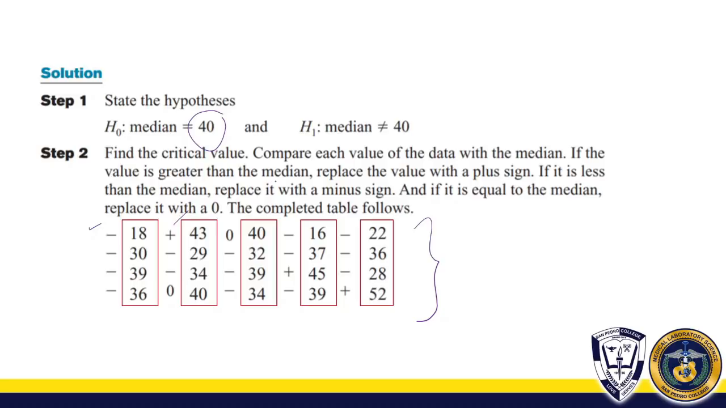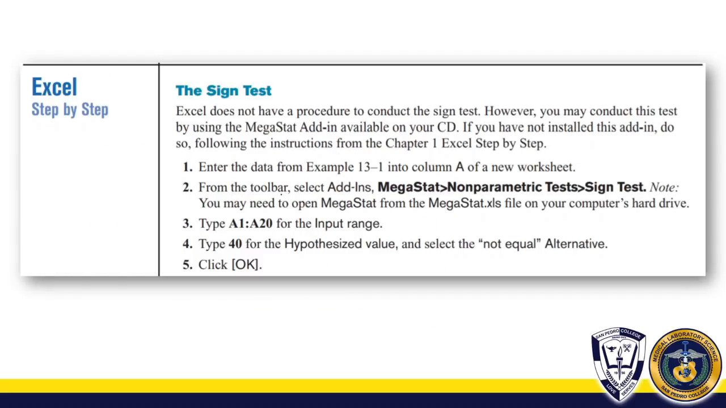Place a positive sign if it is greater than the hypothesized median. Zero po yung ilalagay natin pag equivalent siya sa hypothesized median nyo. Then after you get all the signs, actually ina-average ito if you do manual computation. But then again, since we will not be doing that one, let me just present to you now how we process sign test in your Excel.